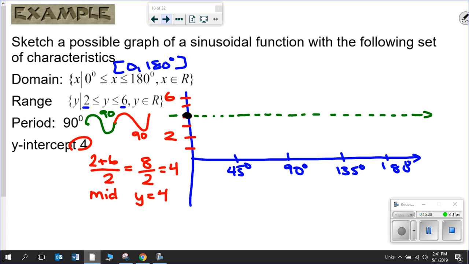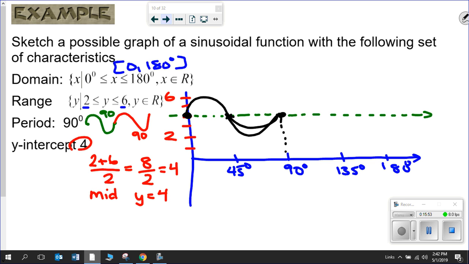So it's a sine graph because I'm on the midline. So I need to make one full up-down between 0 and 90. There's the 90. So this is my halfway point. I need to hump up. I need to hump down. Oops, I didn't go down enough. I didn't get down to 2.